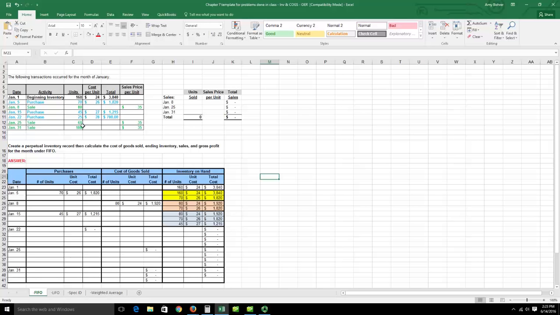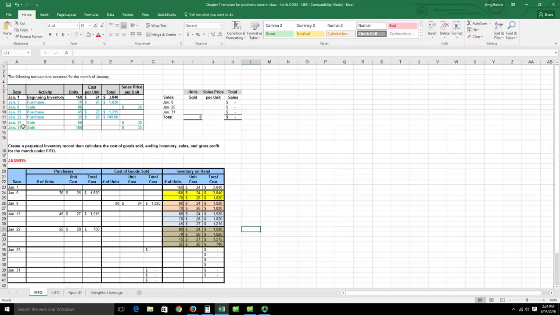January 22nd, I purchased 25 more units at $28 a piece. So that's a total of $700. And I just bring down what I had from before, right? I had 80 at $24. I had 70 at $26. I haven't sold any of that. I had 45 at $27, and I just bought 25 more at $28 a piece. So now what I have on hand after this purchase, let me highlight that in a different color. I'm going to run out of colors here. And this kind of khaki green is what I have on hand right now.